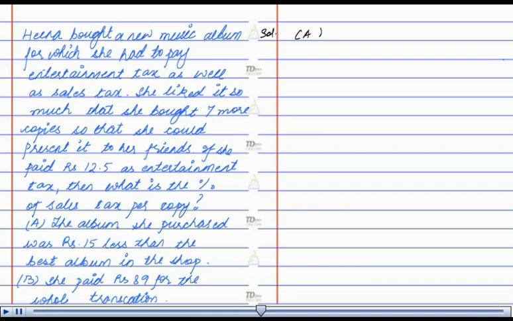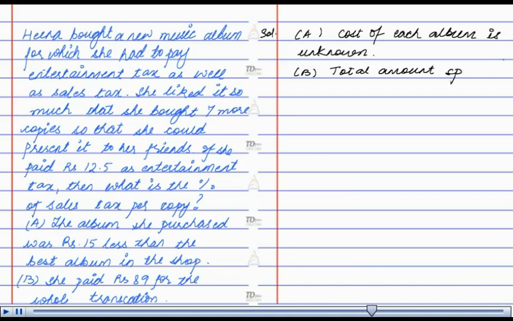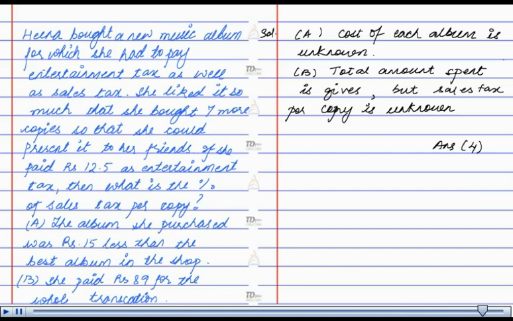Statement A does not have data to find the cost of each album. And statement B gives the total amount spent, but sales tax per copy is unknown, and therefore both these statements are insufficient to answer the question. So, the correct answer is option number 4. Thank you.